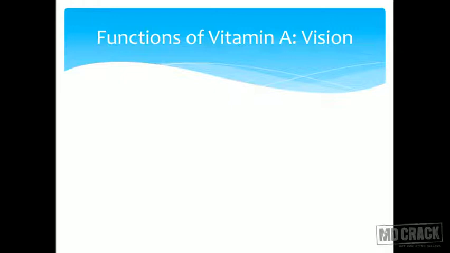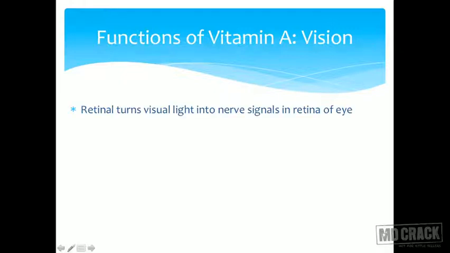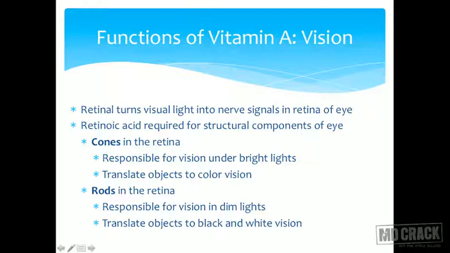So what is its role in vision? How does it help in vision? That is what you are supposed to know as a medical student. Now retinal turns visual light into nerve signals in the retina of the eye. Retinoic acid is required for the structural components of the eye. So one is retinal and the other is retinoic acid. One is to turn the visual light into nerve signals, and retinoic acid is for the structural components of the eye.